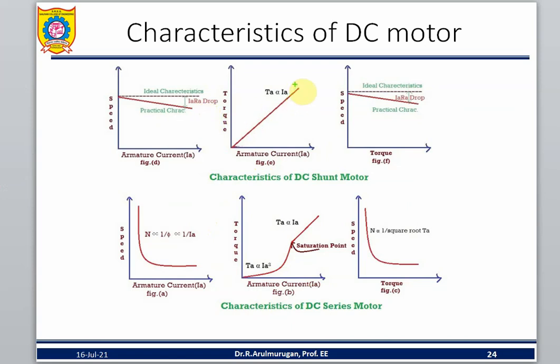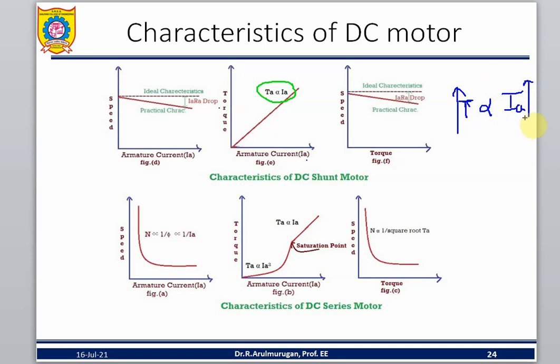So what is the equation? Torque equation. This is a general torque equation. T is directly proportional to Ia. See, Ia is here, T is here. If the flow of current inside the motor is increased, the torque is increased. If current is decreased, then torque is decreased. So this is a method.